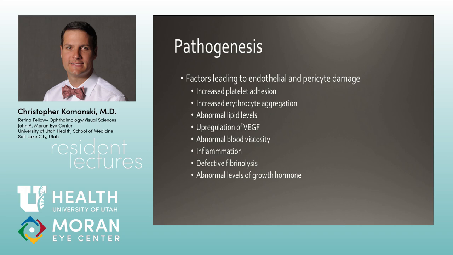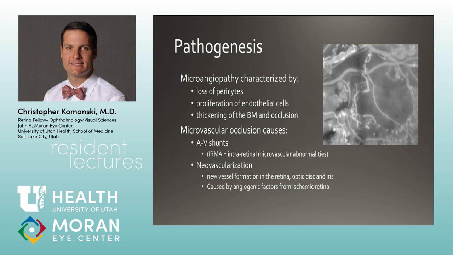This is clearly a complex milieu of inflammation and ischemia that leads to this thing we call diabetic retinopathy. It really is a microangiopathy. Its most characteristic problem is that there's a loss of pericytes, and that leads to a proliferation of endothelial cells. There's a thickening of the basement membrane, and that's causing ischemia.